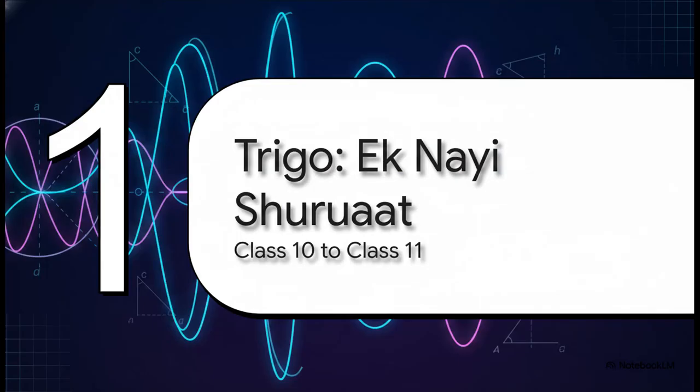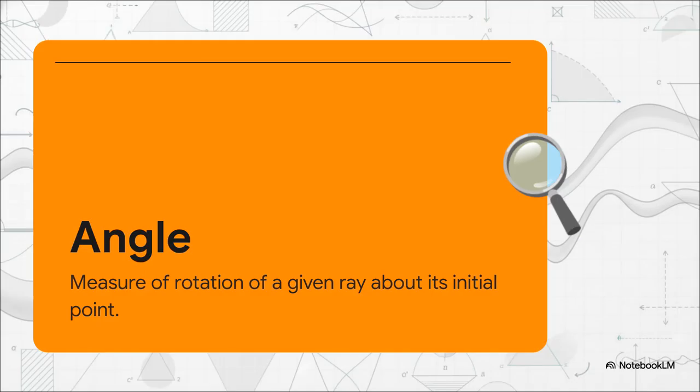Okay, Part 1. Trigo, ek nayi shuruaat, transitioning from Class 10 to Class 11. So, I know you guys tackled basic trigonometry and triangles back in Class 10. But here's the deal. We are leveling up now. We aren't just looking at right-angled triangles anymore. We're shifting to treating trig as dynamic mathematical functions. And to do that, we need to completely rebuild our understanding of an angle. Let's take it slow and steady so this is crystal clear.